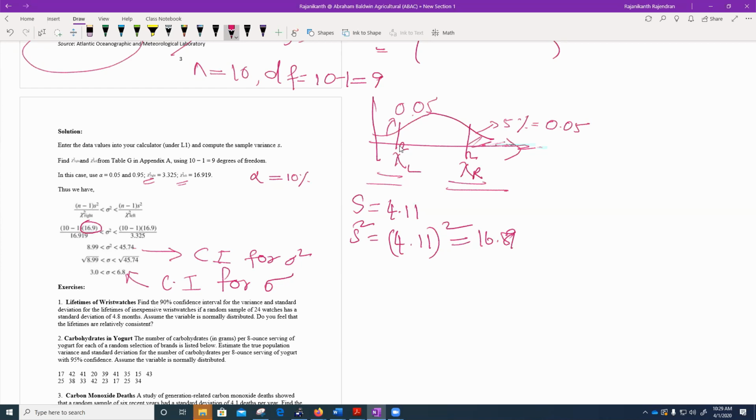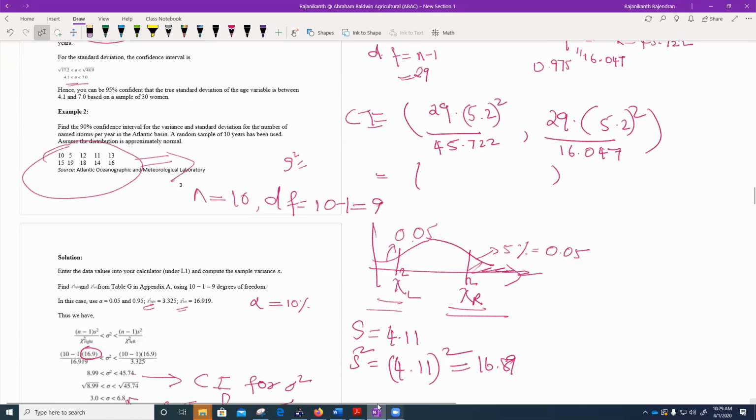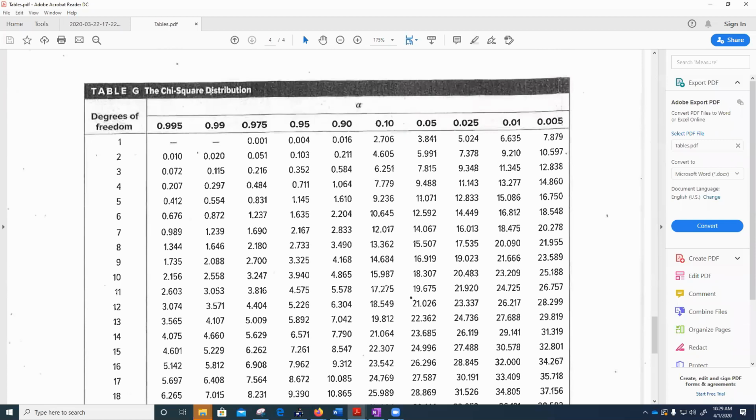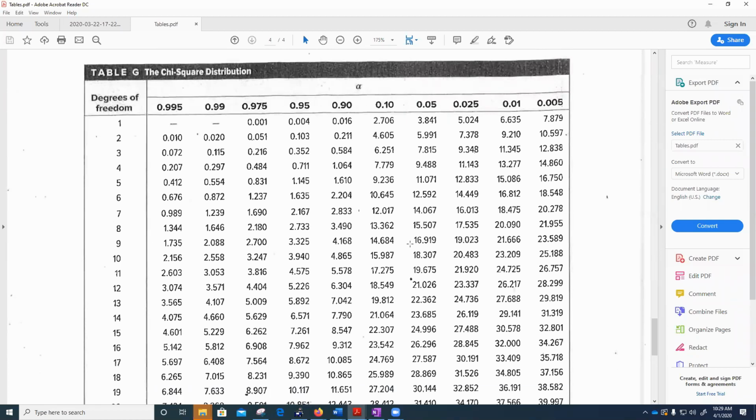Okay, so what is that area? 0.05, it is given here. You know the degrees of freedom, which is 9, right? Yes. Okay, now go to the table, degrees of freedom 9 and area is 0.05. Yeah, 0.05 is here, degrees is 9. Are you getting that value? Yes, I got it now. Yeah, good.